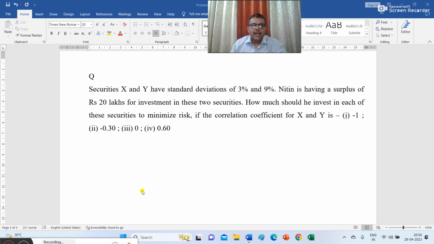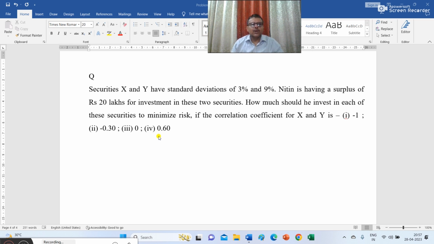Securities X and Y have standard deviations of 3% and 9%. Nitin has a surplus of rupees 20 lakhs for investment in these two securities. How much should he invest in each of these securities to minimize risk? If the correlation coefficient for X and Y is, in the first case, -1. In the second situation, it is -0.3. In the third situation, the value of R, that is the correlation coefficient, is 0. And in the fourth situation, the value of R is 0.60.